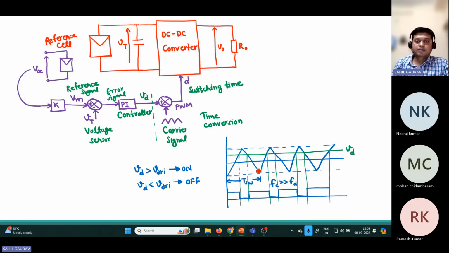Now if you see this comparator and this modulating signal, what is the logic behind getting the switching pulses? If the modulating signal is greater than the triangular waveform amplitude, then your switch should be turned on. And if the modulating signal is less than the triangular waveform amplitude, then your switch should be turned off. In that way, we get the switching pulses for the DC-DC converter.